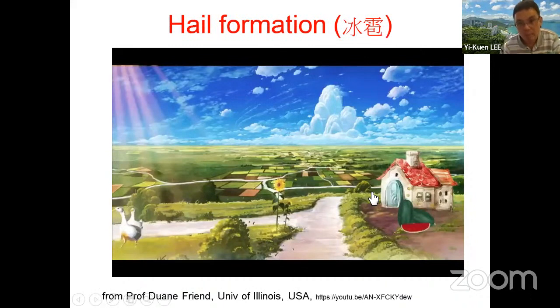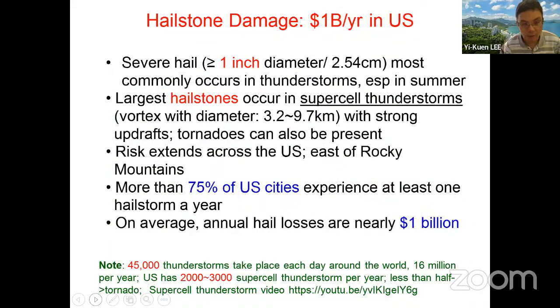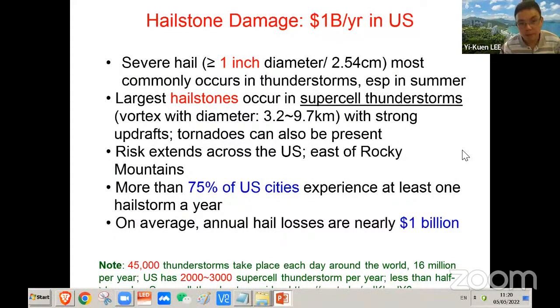So this can be dangerous. They can create some big problems: damage the building, damage the car, and maybe hit a human and cause some injury. So this can be very bad. In general, if you look at it, it turns out it does create some big problems. Typically a hailstorm can create a loss of $1 billion US per year.